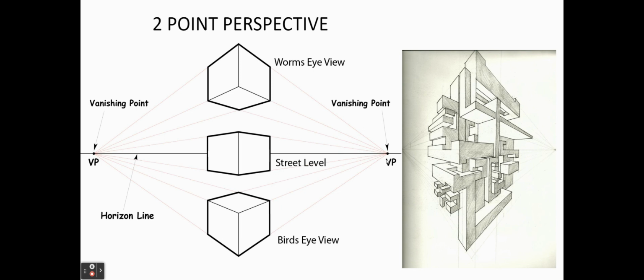There is always something called the horizon line. The horizon line is where the sky meets the ground. Even if you can't see where the sky and the ground touch in your picture because there are buildings and things in the way, you have to have a horizon line to place your vanishing points. Okay, so that's how 2-point perspective works.